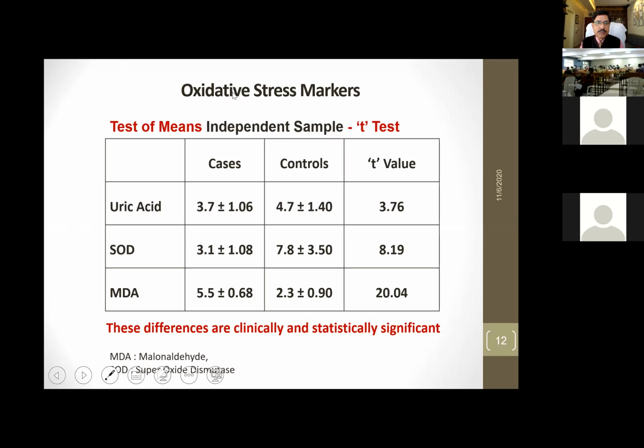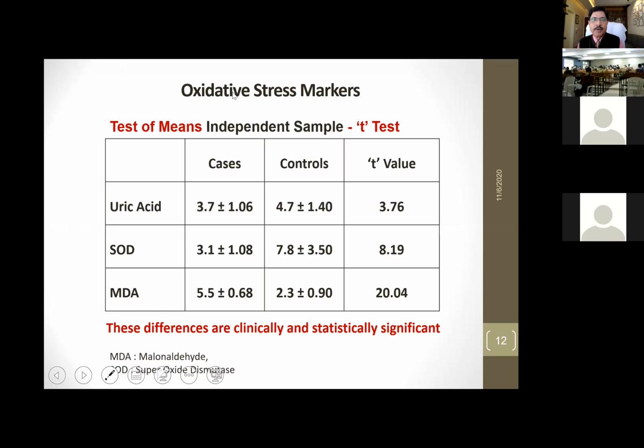And then likewise, SOD is superoxide dismutase. MDA is malonaldehyde. Superoxide dismutase and malonaldehyde are oxidative stress markers in the cases and in the controls. And then you see that in the controls, the oxidative markers are higher compared to the cases, as you can see here, except MDA, which is the reverse. So you do a t-test and the differences appear to be clinically significant.